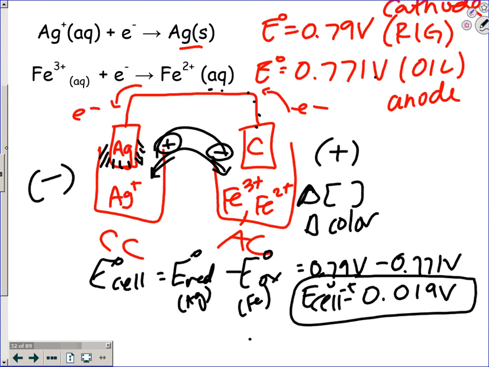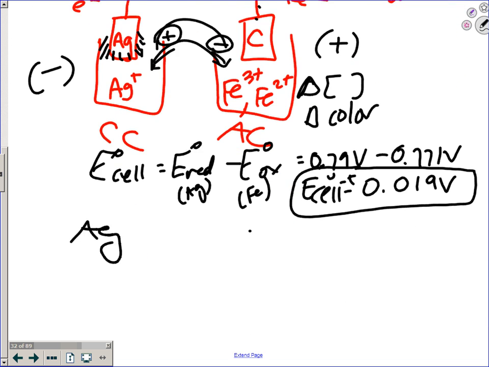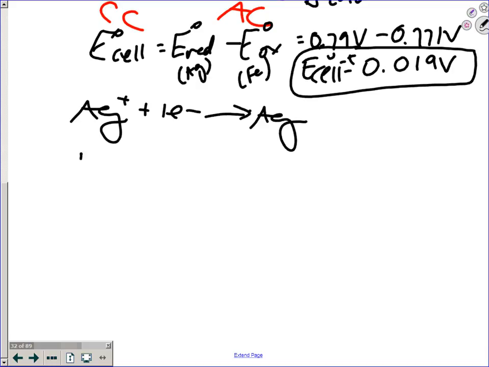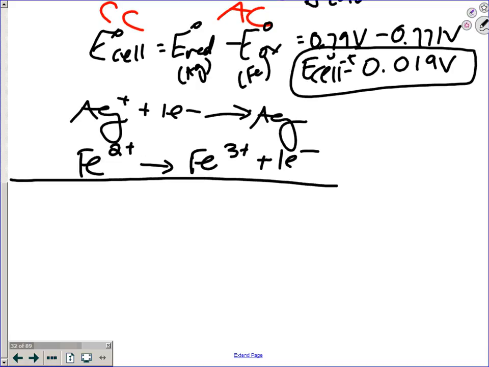So we have silver ion plus 1 electron yielding silver solid. What was the half reaction for the iron one? Iron 2 plus yields iron 3 plus 1 electron. There's only 1 electron transferred from the loss and the gain, so we're balanced out. There's 1 mole of electrons transferred.